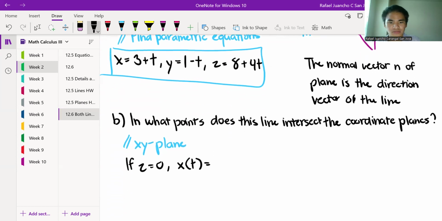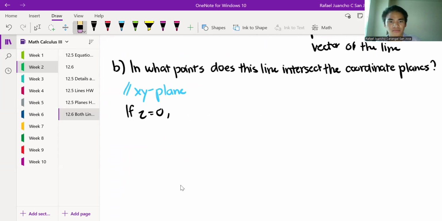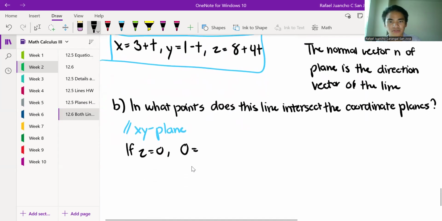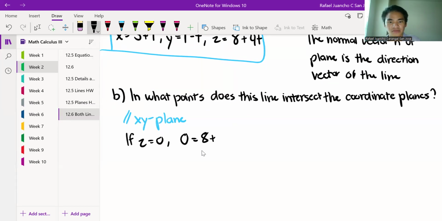Actually, no, I have a point already. If z is 0, then we do 0 equals 8 plus 4t. And then we get some t here. So t is basically what? We can solve it. So this is -8 for t. We can divide both sides by 4. So t is -2. Right?